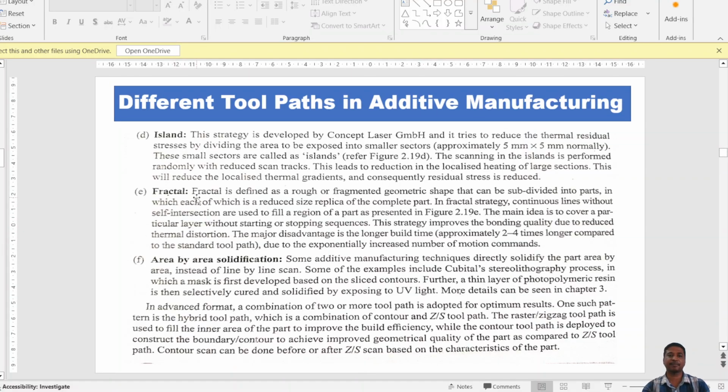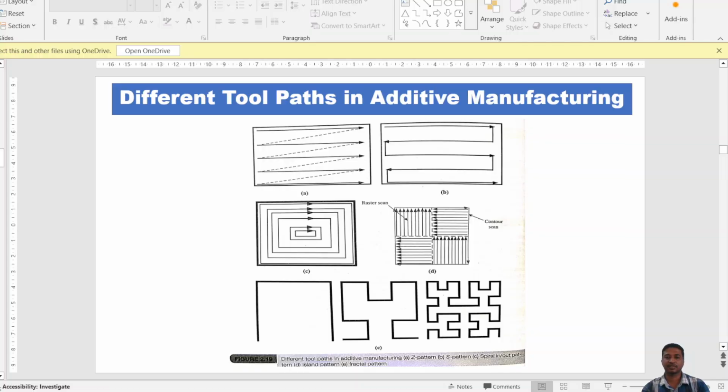Next, fractal pattern. Fractal is defined as a rough or fragmented geometric shape that can be subdivided into parts, each of which is a reduced size replica of the complete part. In fractal strategy, continuous lines without self-intersection are used to fill a region of a part as presented in the figure. That is your fractal pattern design.